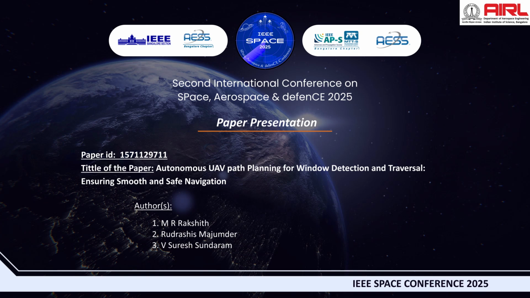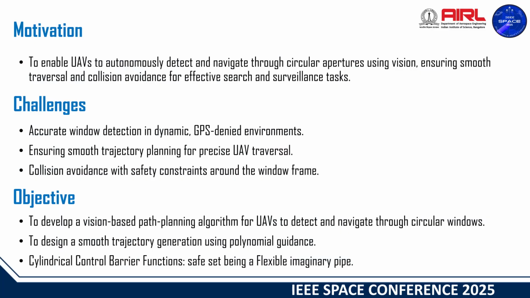Autonomous UAV path planning for window detection and traversal, ensuring smooth and safe navigation. Motivation: to enable UAVs to autonomously detect and navigate through circular apertures using vision, ensuring smooth traversal and collision avoidance for effective search and surveillance tasks.